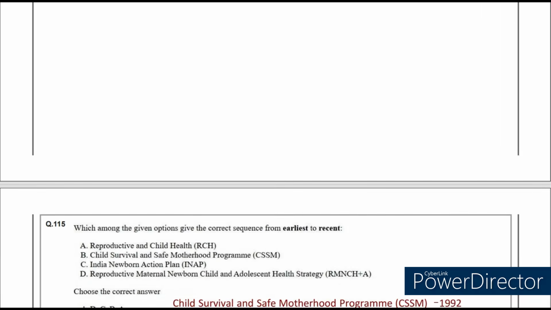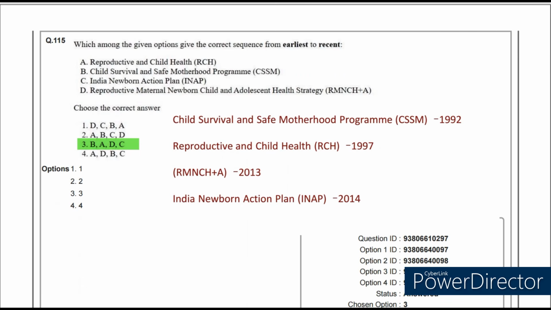And now coming to question number 115, which is again a chronological question, a direct question. First should be Child Survival and Safe Motherhood Program. Second, Reproductive and Child Health, that is RCH in 1997, followed by RMNCH plus A, and the last should be the India Newborn Action Plan, that is 2014.